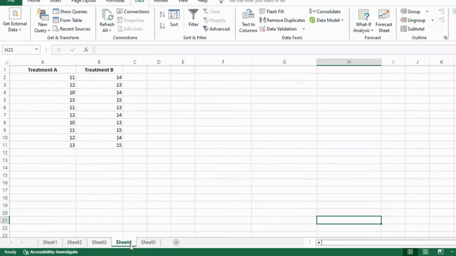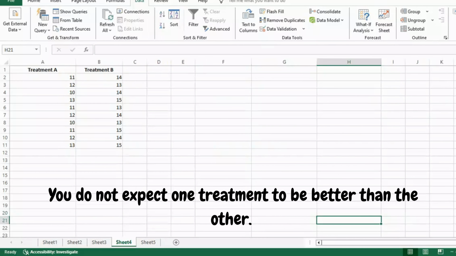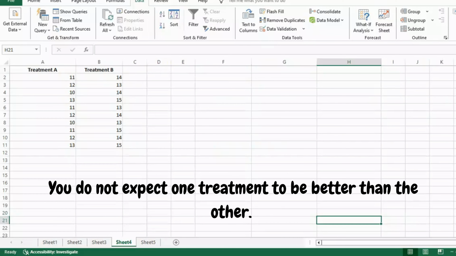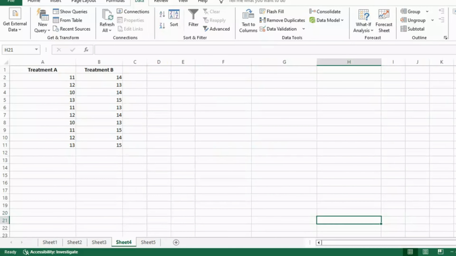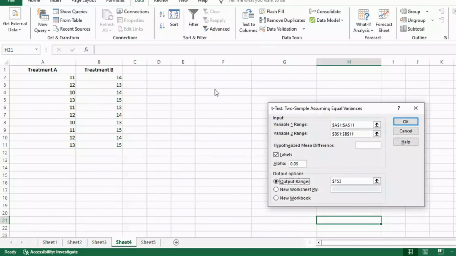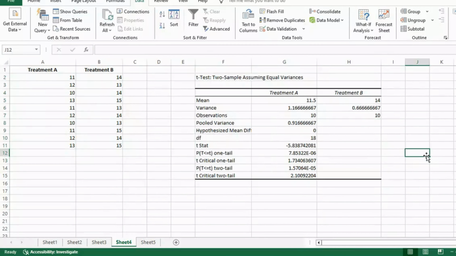If your research compares the average recovery time of patients receiving treatment A and treatment B, you do not expect one treatment to be better than the other. You only want to know whether their average recovery times are different. In this case, you would use a two-tailed t-test. For this example, the data also contain two separate groups, so in Excel choose t-test, two sample assuming equal variances, because we only want to know whether the two treatments are different, without predicting which one is better. We interpret the two-tail value.